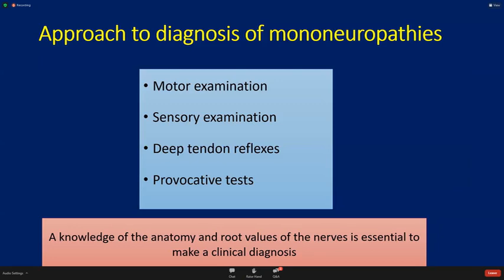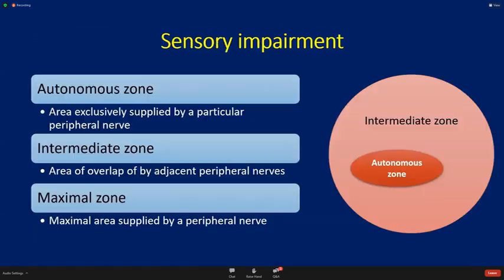So you would approach it based on motor examination, a sensory examination, the reflexes, as well as a specific test which you need for mononeuropathies: a provocative test to see whether that particular nerve can be stretched and we can reproduce the symptoms which the patient talked about in the sensory domain. The sensory impairment, there are 3 zones of sensory impairment.